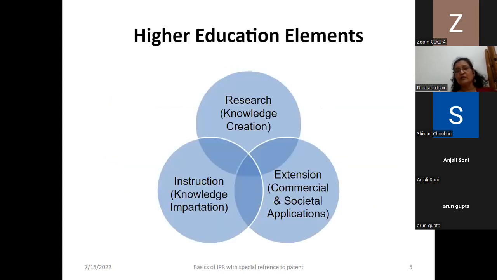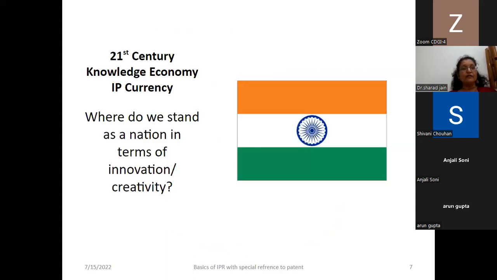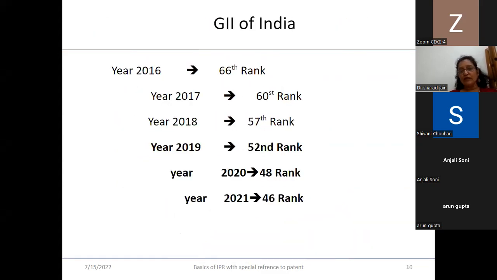If you see the higher education component, students are taking just instructional knowledge, but the second part, which is important, is research, which creates knowledge also. If you go into higher study, that part is important. And the most important part is if somebody is capable of commercialization of that research. That is the third part, and it is most important, because ultimately it gives the money. Our aim of study is to earn money for our livelihood. So if you see the 21st century, it is a knowledge economy with intellectual property right as currency, and where do we stand in terms of innovation and creativity? So now we are increasing.